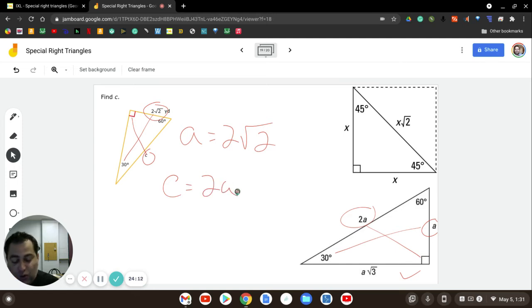Well, I know what A is. A is 2 square root of 2, so it's going to be 2 times 2 times the square root of 2. 2 times 2 is 4, and then we get the square root of 2. 4 square root of 2.